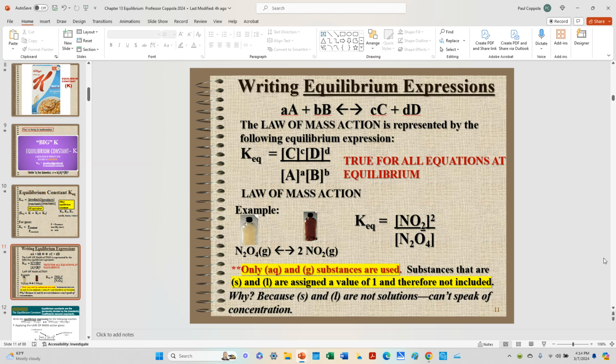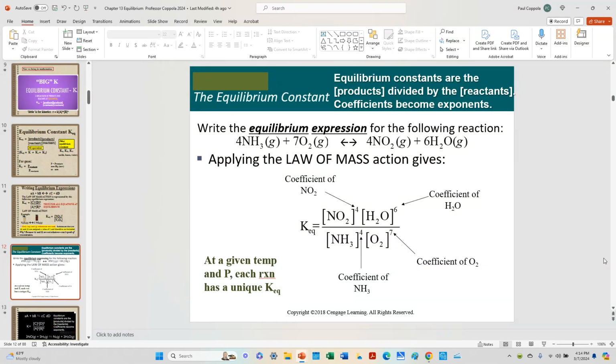But a pure substance, like a liquid or a solid, is not a solution, so it's given a value of 1 and not included in our equilibrium expression. All right, here's another example.